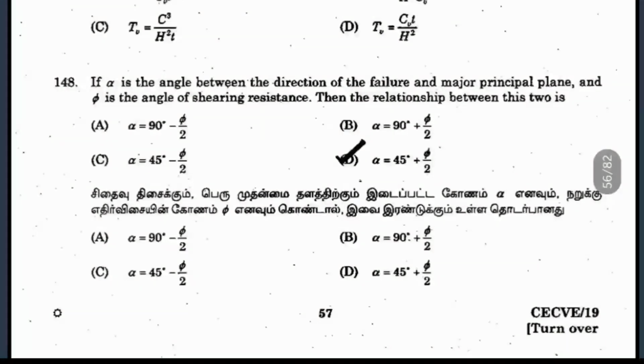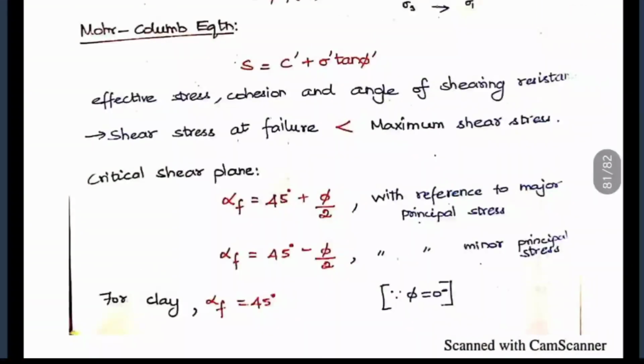148. If alpha is the angle between the direction of the failure and the major principal plane and phi is the angle of shearing resistance, then the relationship between these two is what? So let us see this with the explanation. This we have studied in the Mohr-Coulomb equation. The shear strength will be equal to C dash plus sigma dash tan phi dash, like that.